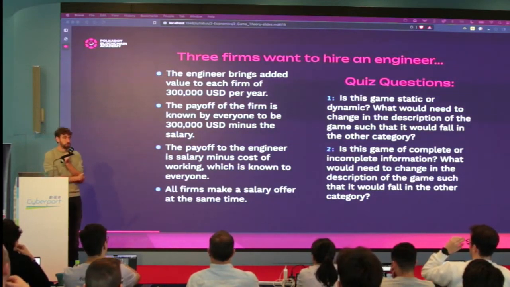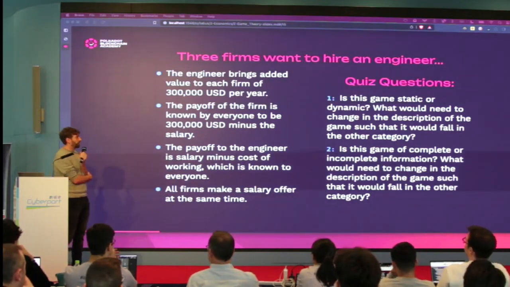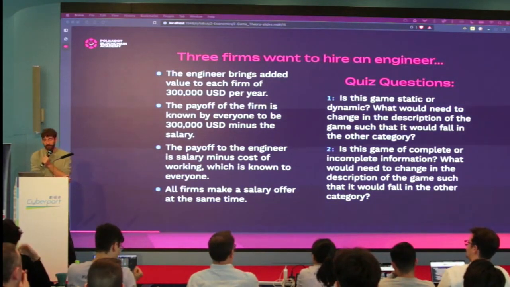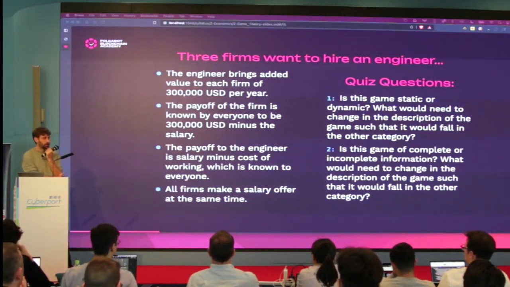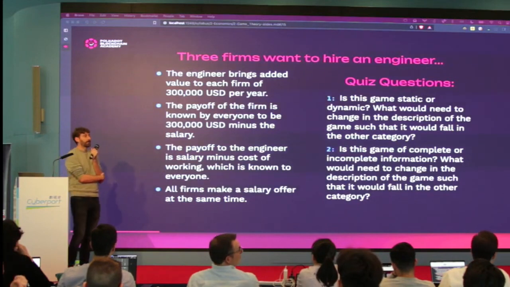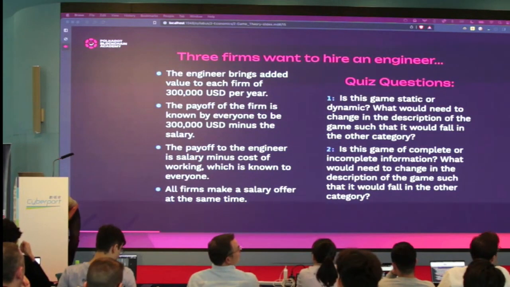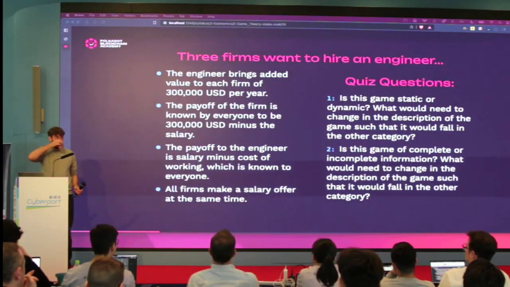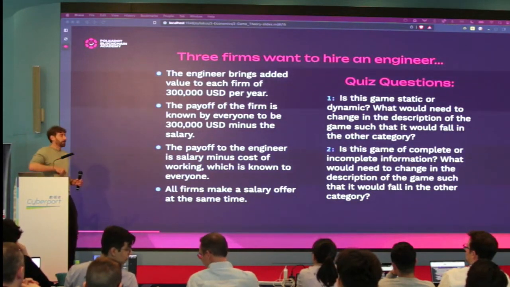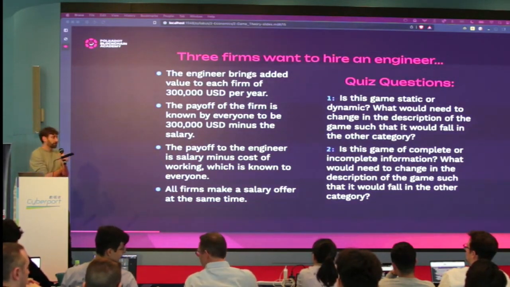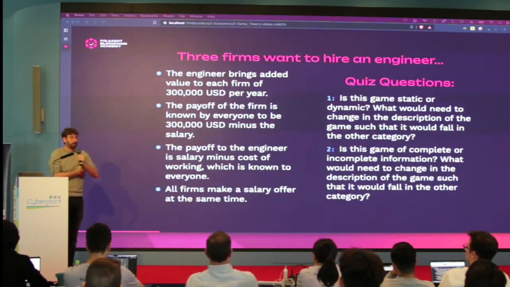Static? Yeah, that's correct. What would we need to change to make it dynamic? Now you might need to make it so that each one of the firms knows what the other firm has offered. Exactly, and they would offer sequentially, right? And that's very important, what you said: they need to know what the other one offered, because if they all offered at the same time, then it would still be static.